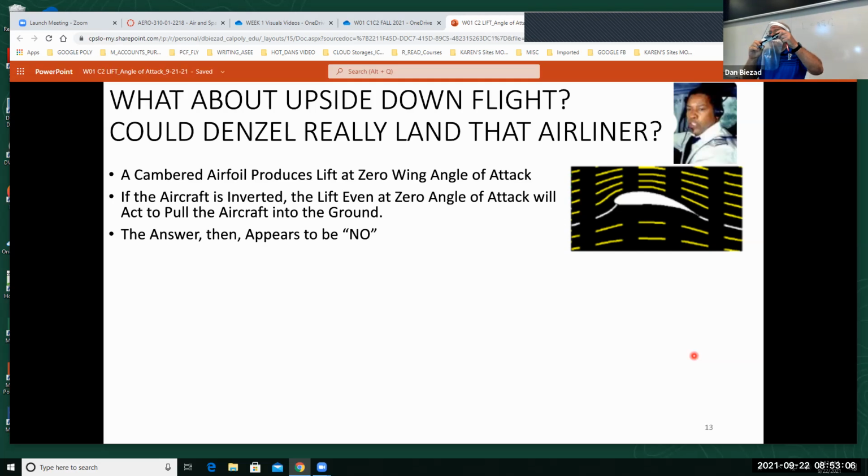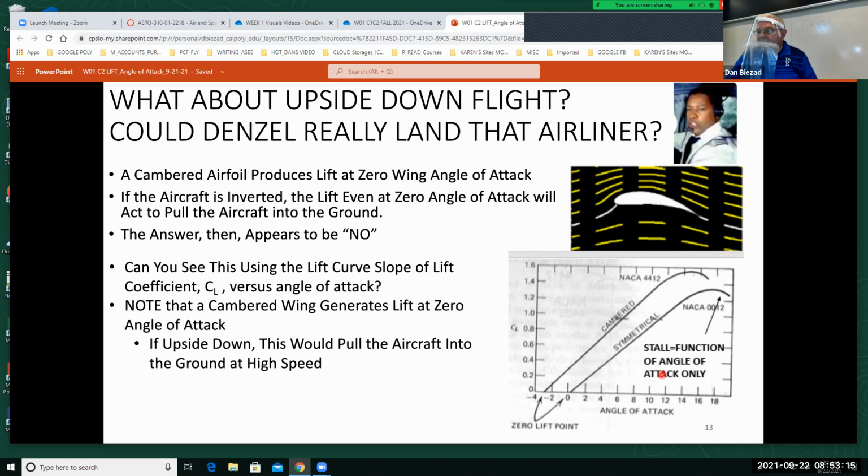So he's lost some angle of attack. He's used some of that residual angle of attack just to maintain this level flight. So the answer appears to be no, you're going to have trouble, Denzel, flying upside down. So the lift curve slope is going to be for this curve.